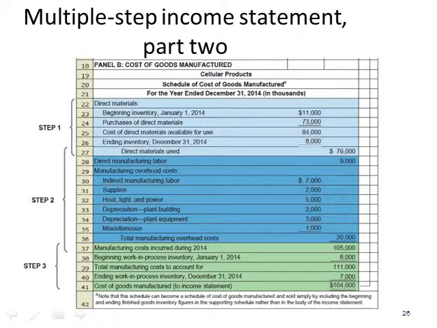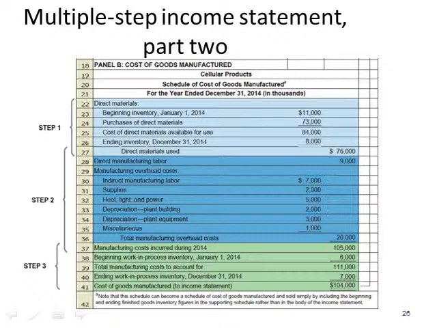So from our first panel on the multiple step income statement, we used a figure called cost of goods manufactured. So how do we get to that cost of goods manufactured? Step 1 is to calculate the cost of direct materials used by adding beginning direct materials to purchases, then subtracting out ending direct materials inventory. Step 2 is to calculate the total manufacturing cost incurred, which includes the cost of direct materials used plus direct manufacturing labor plus manufacturing overhead.